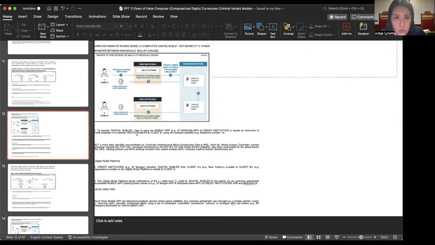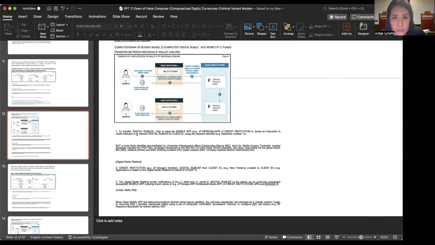So to transfer digital rubles, user A using the mobile app, JP Morgan app or credit institution A, sends an instruction to credit institution A to transfer digital rubles to client B using a recipient identifier, which in the brochure states telephone number. But we all know by now, especially in the intelligence circle, the academic field, the judges, the lawyers, the medical doctors, that the identifier is actually the MAC, which is the media access controller generating number, which is why it appears it is still emitting from dead corpse.